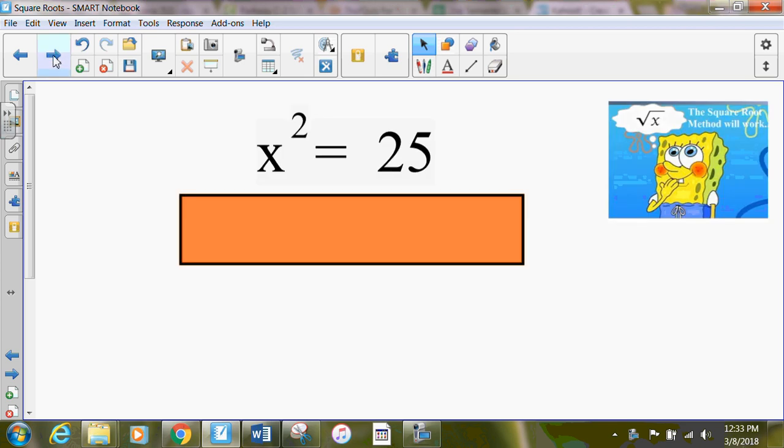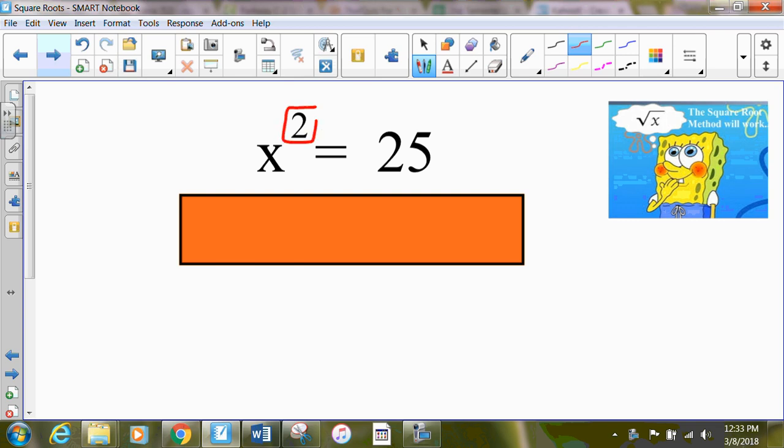Okay, so when we're looking at this equation, we notice something. Usually we're just solving for x, and here we're still solving for x, but we have this square. Right, we have a power of 2. So let's go ahead and talk about what this problem really means.